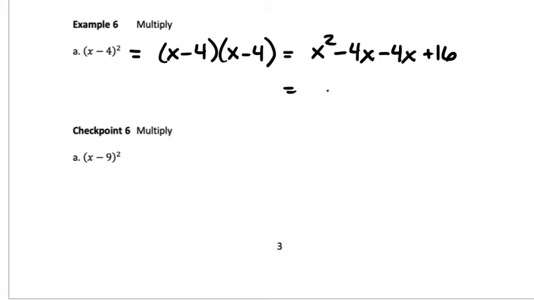Then I combine the two terms in the middle. Negative 4x minus 4x is negative 8x. So we have x squared minus 8x plus 16.